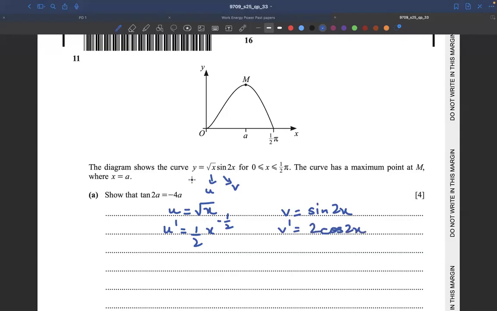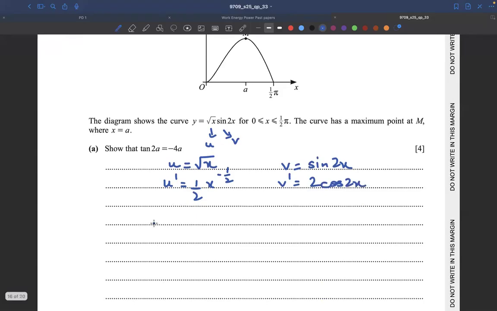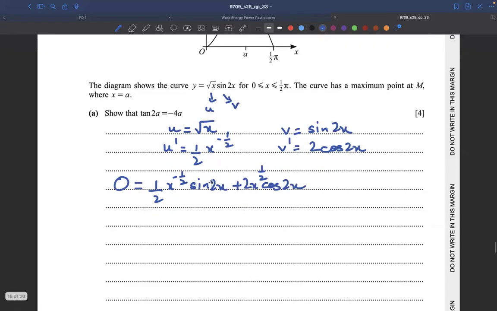Now substituting this in the formula, v u dash, that will become half x power minus half into sine 2x, plus u v dash, so this will be x power half into 2 cos of 2x. And now we can put it equal to 0. To solve this, we'll bring one of these terms to the left hand side. So let's bring half x power minus half over here, which will be half, and let's bring the x in the denominator as well. So half root x sine 2x is equal to 2 x power half cos of 2x.